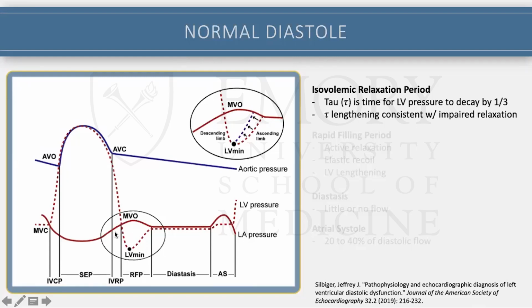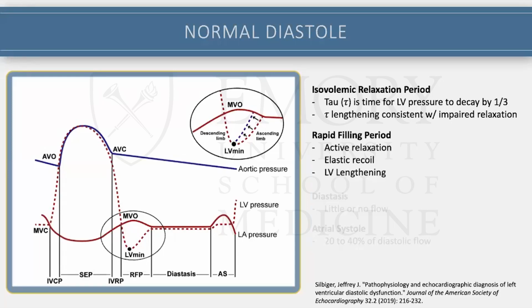With the isovolumic relaxation period, one of the key concepts that will come up later, and a key concept in diastolic function to begin with, is the concept of tau, which is the amount of time it takes for the LV pressure to decay by 1/3. So basically, if you have a long tau, a long time to decay, that's consistent with impaired relaxation.